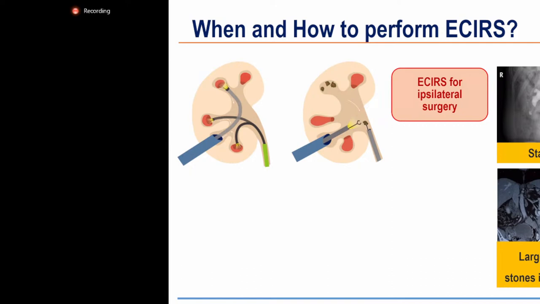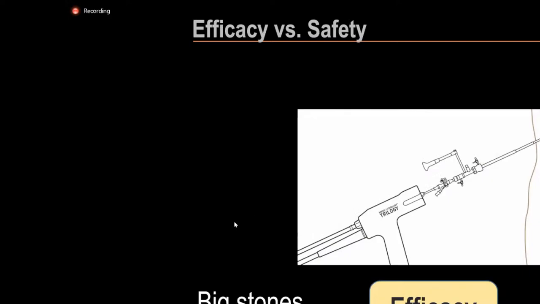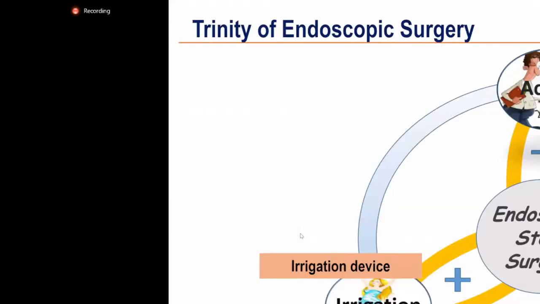So we can call this period the era of combined surgery, but we have to think of efficacy, safety, and efficiency as well. For big stones, PCNL shows better efficacy than RIRS with acceptable safety. But for small stones, I don't think the big PCNL can show good efficacy, and the safety issues can be increased. So RIRS shows better efficacy, efficiency, and safety.